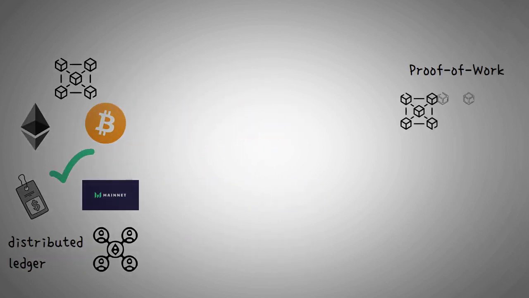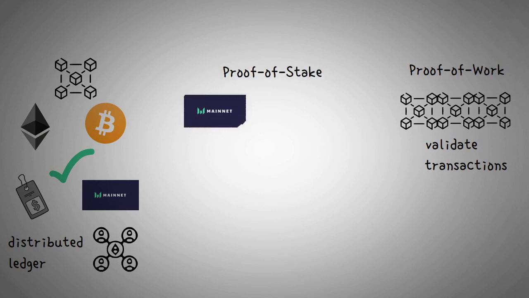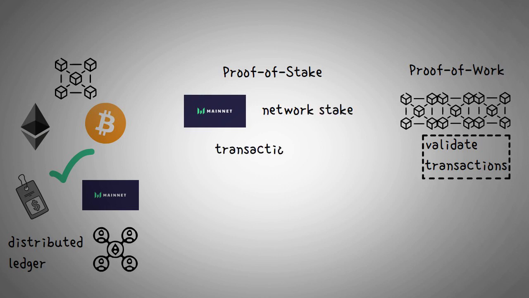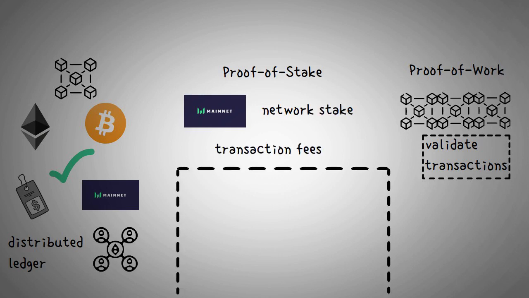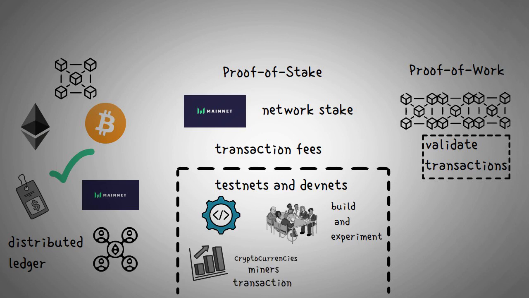On proof-of-work blockchain networks, miners validate these transactions and receive block rewards for their efforts. On proof-of-stake blockchain mainnets, stakers are chosen to validate transactions based on their network stake and collect the transaction fees paid by users. Blockchain testnets and devnets respectively provide alternate environments that mimic the function of the mainnet to allow developers the opportunity to build and experiment with projects without the higher stakes of live cryptocurrencies, miners, and transactions.